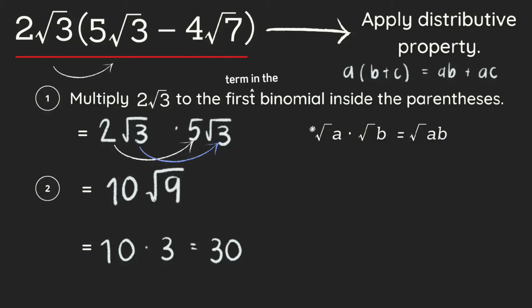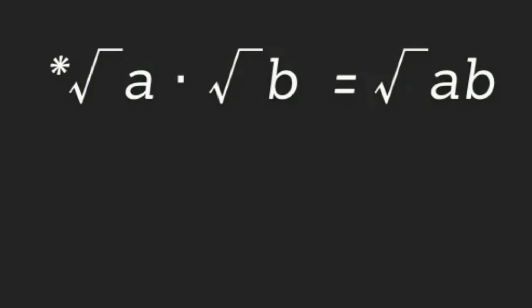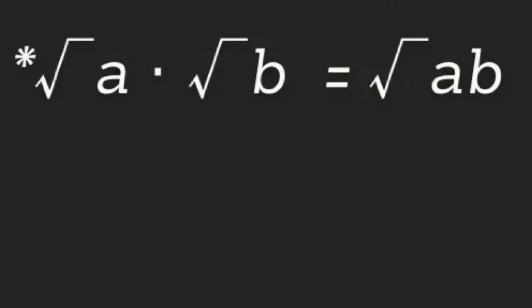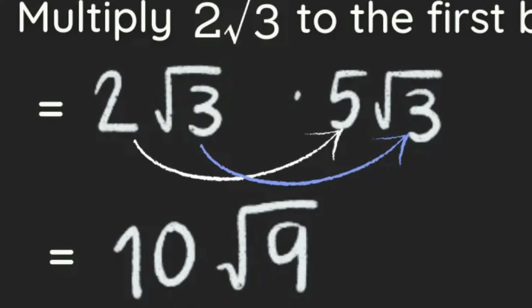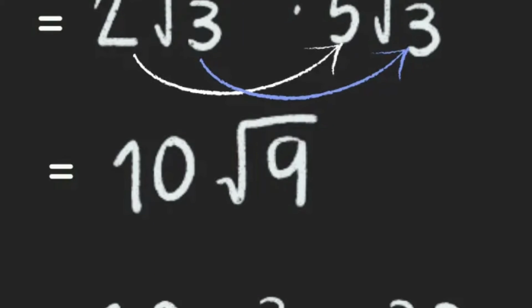We'll start by multiplying 2 square root of 3 to the first term in the binomial, which is 5 square root of 3. As discussed before, we will use product rule for radicals once again, which uses this formula. Square root of a times square root of b equals square root of ab. So we'll multiply the coefficient first. 2 multiplied by 5, which is 10.